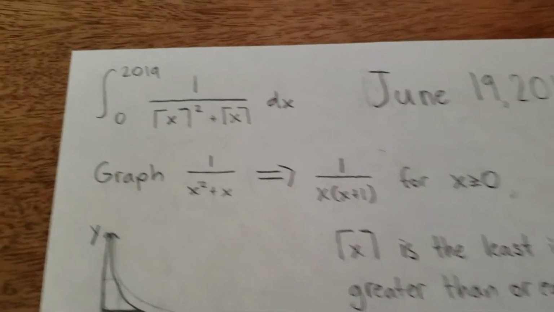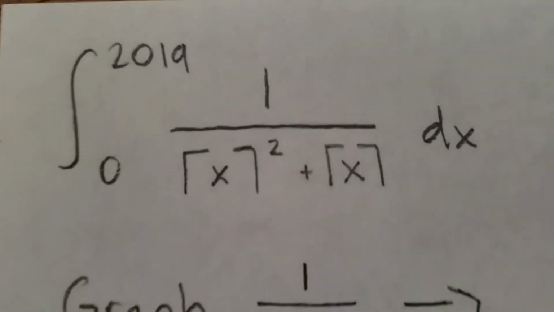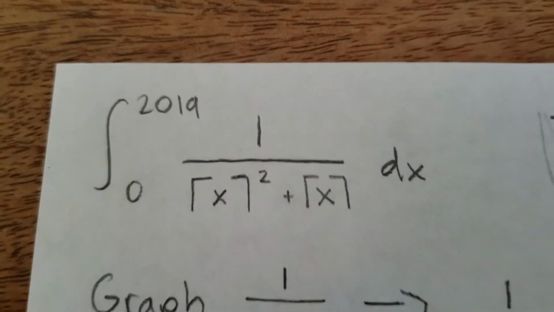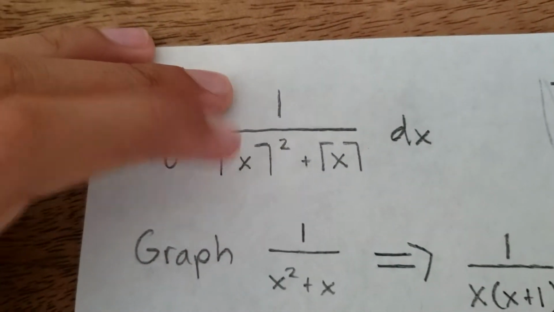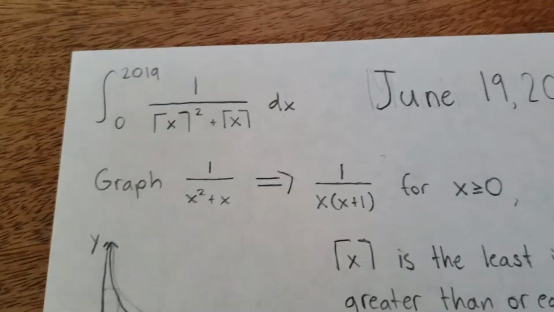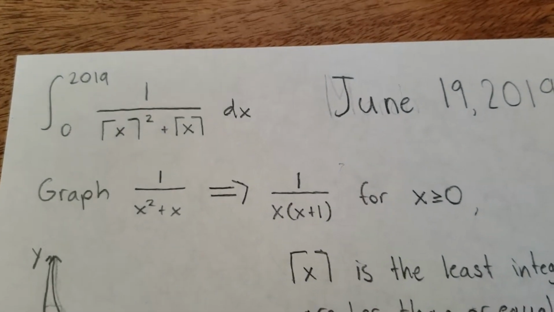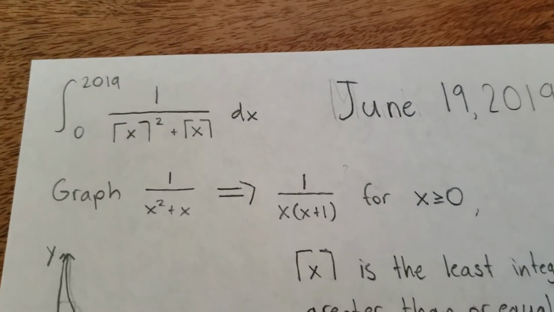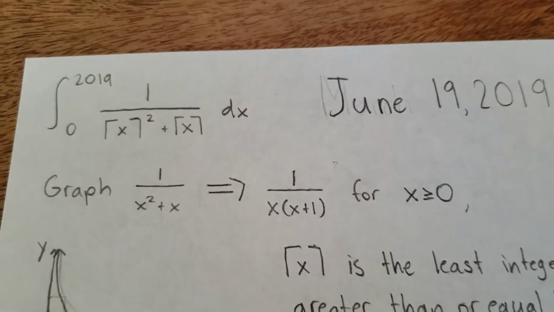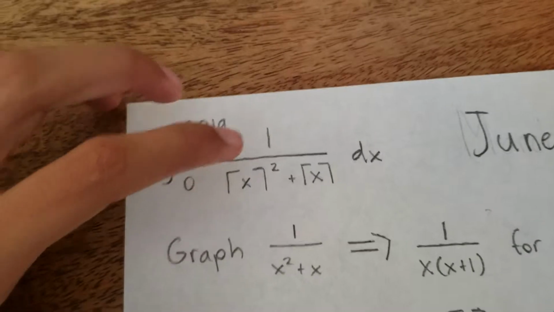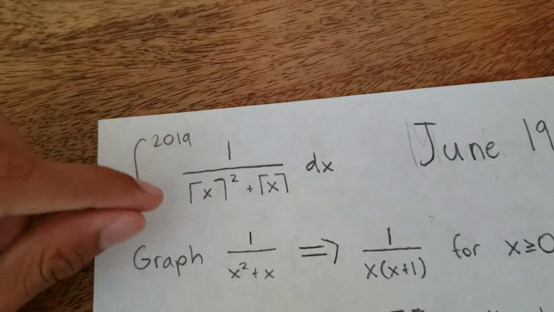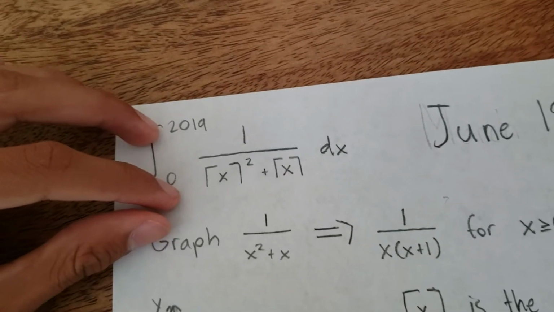And we're asked to evaluate this crazy integral over here from 0 to 2019 of 1 over the ceiling function of x squared plus the ceiling function of x dx. So how in the world would we even tackle this? This looks crazy. In fact, we may not have even done a ceiling function before inside an integral, so how does it even expect us to do it, and it's even squared? This looks crazy, and it's even in the denominator. How in the world would we do this?